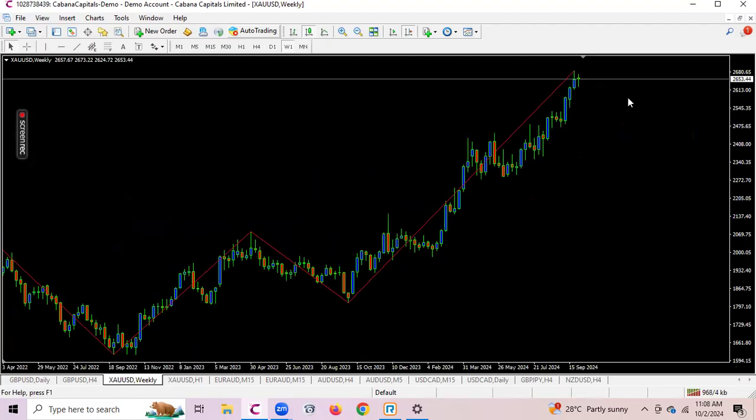Okay, so last week candle closed like a shooting star, but not a valid shooting star. So if we're to trade with just the weekly pattern, we'll have to wait for this week candle to close. If this week candle closes bearish, then you should expect more bearish move on gold next week.